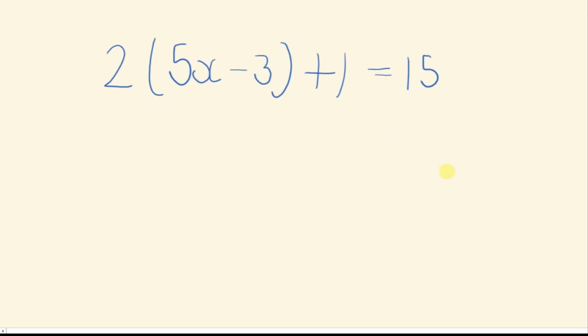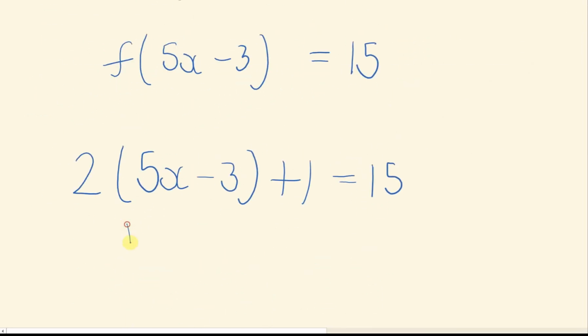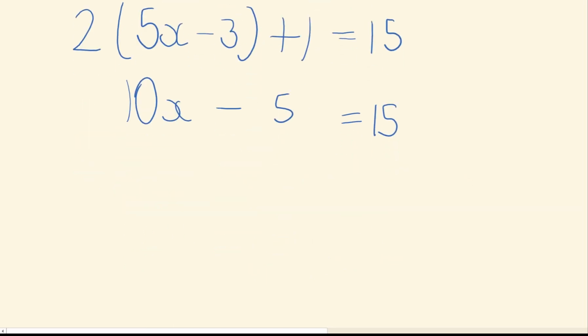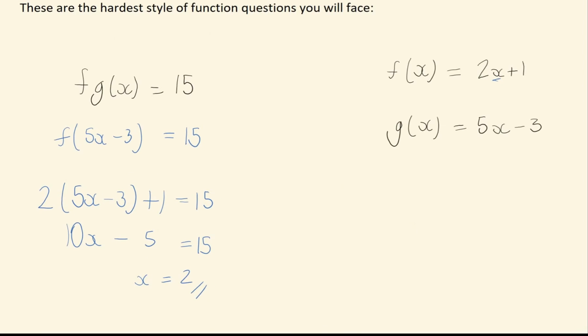And here we've got an equation. Let's clean up the left-hand side. So we've got 10x minus 6 plus 1 equals 15. This minus 6 plus 1 gives us a minus 5. And it's a simple equation to solve: we add 5 to both sides, so 10x is 20, and therefore x is 2. So that's not too horrendous. Again, what's making this hard is they're combining quite a few steps together.